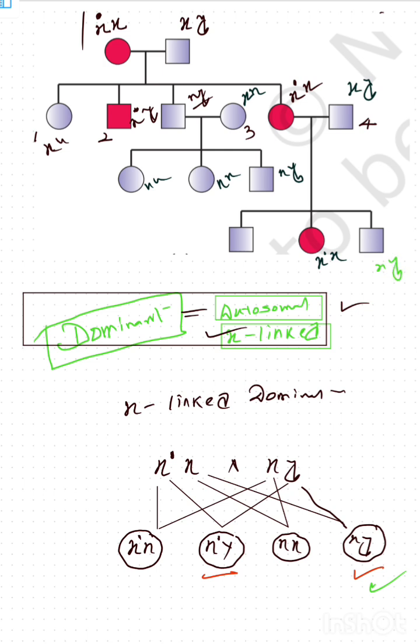You can write XY. But here it's supposed to be X dot Y on the basis of this one, but it is XY. So here what will happen? Here it cannot be X-linked dominant. It's supposed to be autosomal dominant.